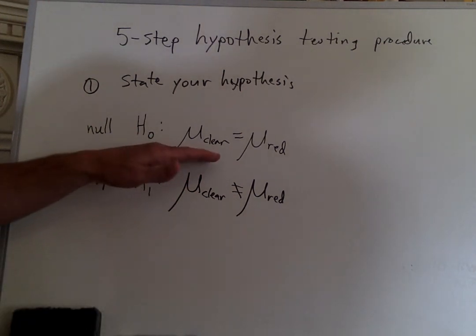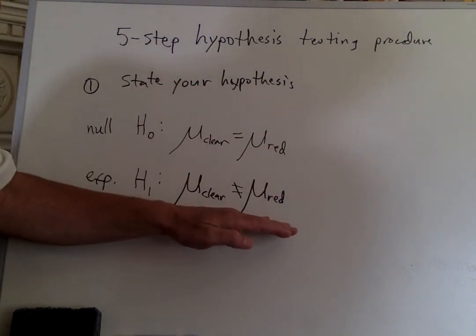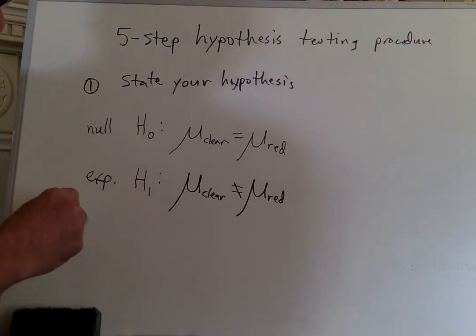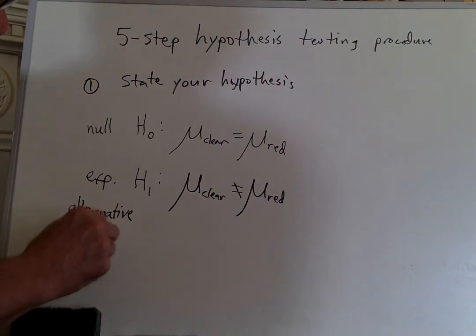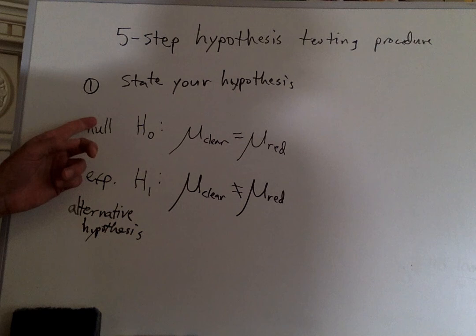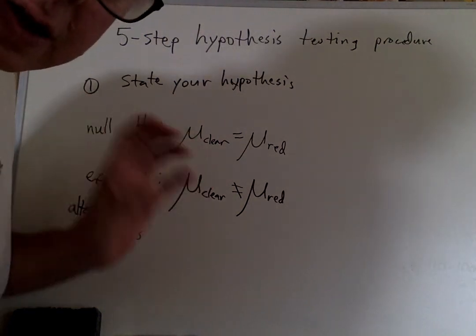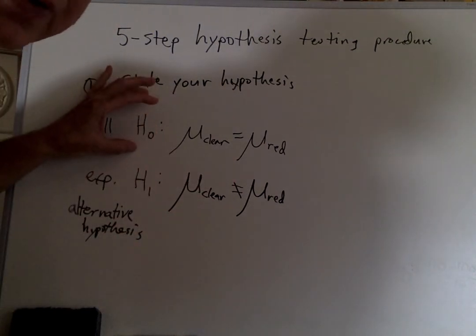If I disprove this hypothesis, then I'm supporting this hypothesis, even though I can't prove it. Okay? And in fact, this is sometimes called the alternative hypothesis, because it's an alternative to the null. But what we're going to do is focus on testing the null hypothesis, assessing whether this can be disproven, okay?